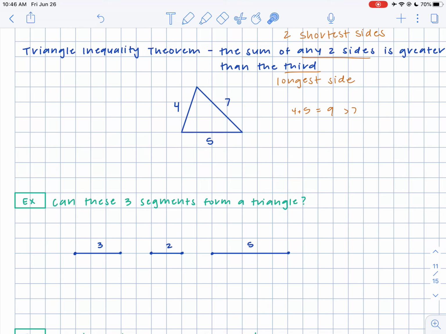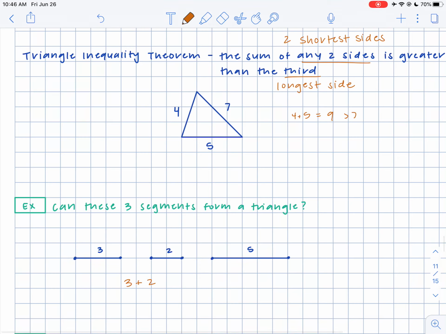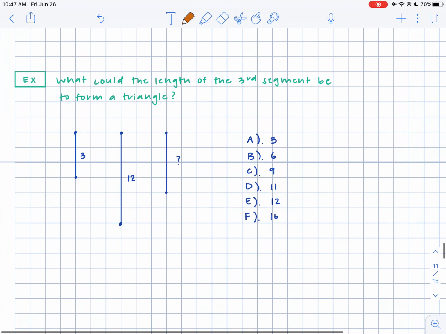And we can apply this knowledge to example questions. So they're going to ask you, can these 3 segments form a triangle? Well, based on the theorem we just discussed, we can just take the 2 shortest sides, 3 plus 2, gives us 5. And this is not greater than the longest side, so your answer would be no. This can't form a triangle. It wouldn't be possible. And Apex has some exercises which will help you visualize it more easily.